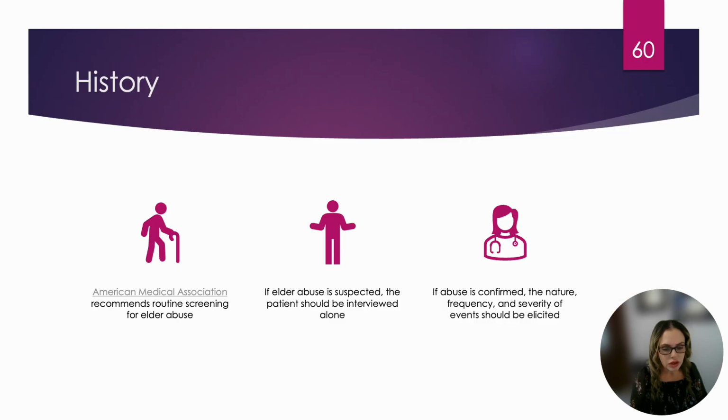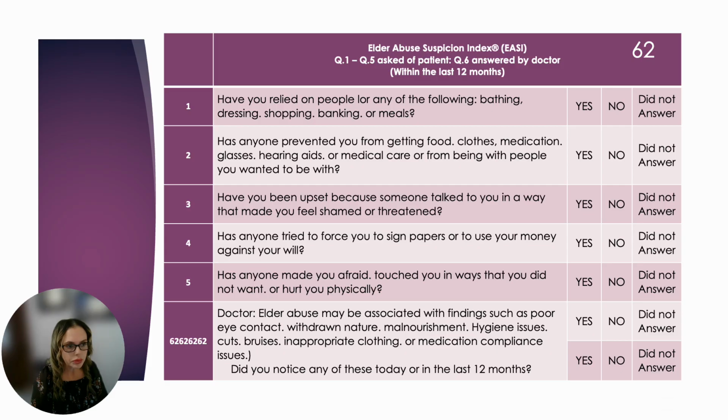History: the American Medical Association recommends that all patients are screened for elder abuse. That way it normalizes it. You tell the patient that everyone is asked these same questions. If elder abuse is suspected, the patient should be interviewed alone for at least a portion of the exam. And then if the abuse is confirmed, you want to make sure to document the nature, the frequency, the severity, who is involved. Try to get as much information as possible.